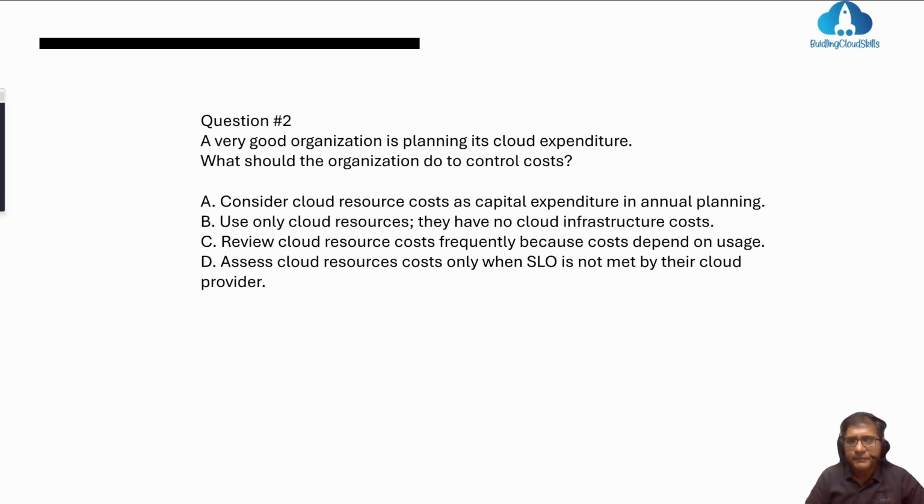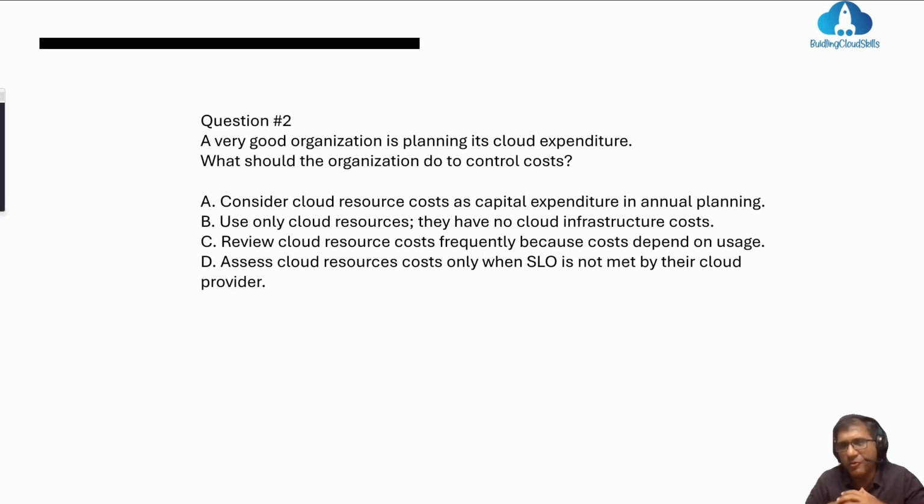Let's evaluate it. Option A, consider cloud resources as a capital expenditure. Well, capital expenditure is an upfront cost you incur for any kind of infrastructure, like buying a physical server. Buying a laptop is a capital expense. Buying a car is a capital expense. Using cloud is not a capital expense because it's a recurring expense. You keep paying for resources as and when they are running. So it doesn't fall under the capital expenditure category. Option B, they have no cloud infrastructure cost. Cloud resources do cost, they are not free. So obviously option B is also wrong.